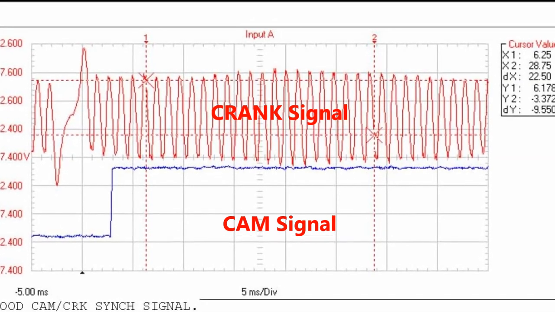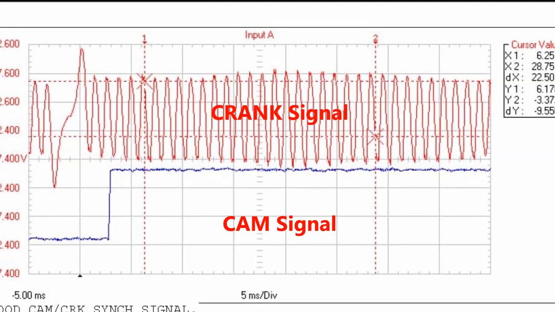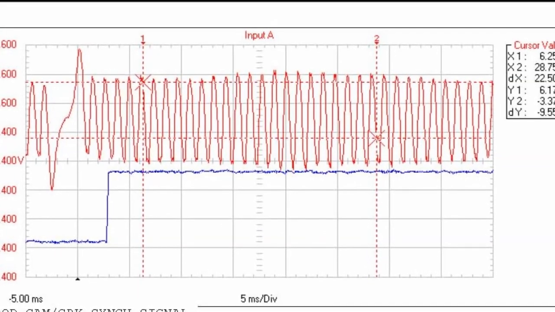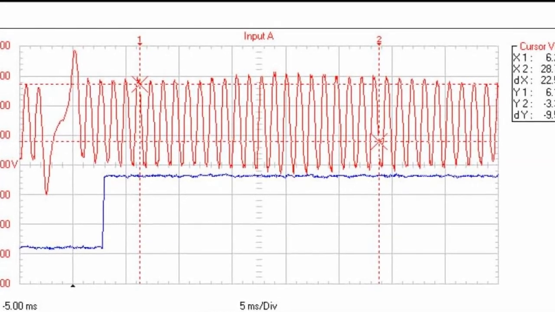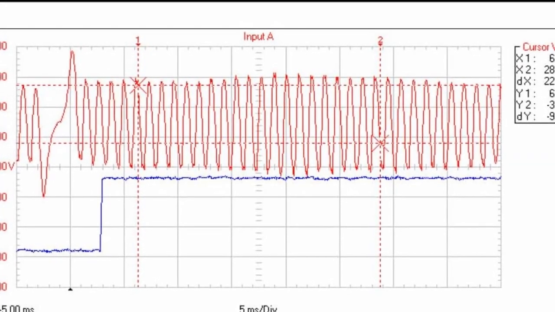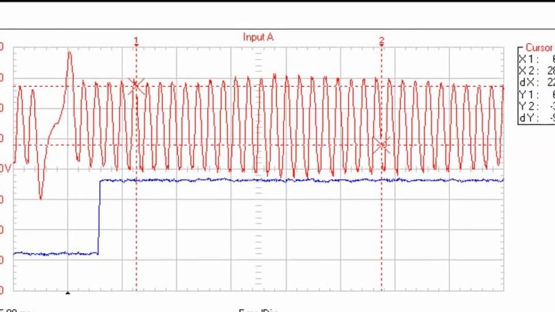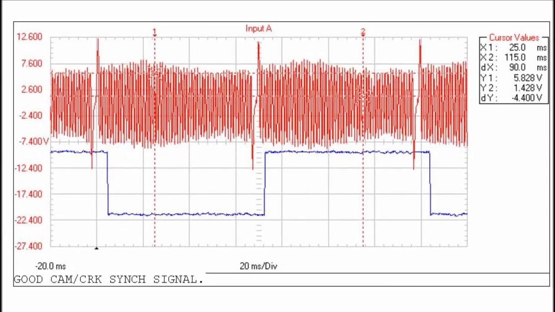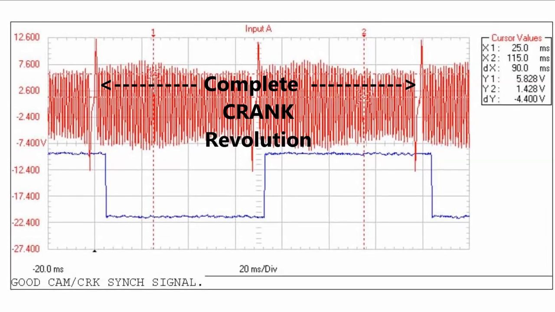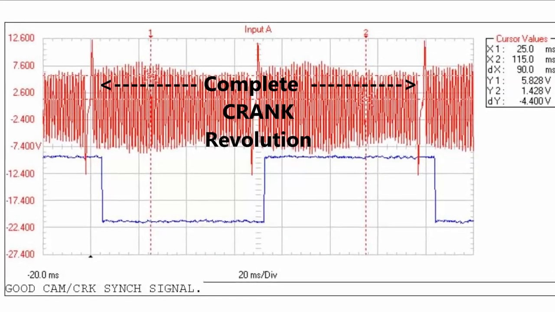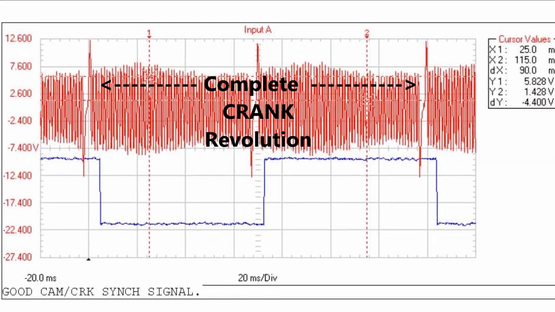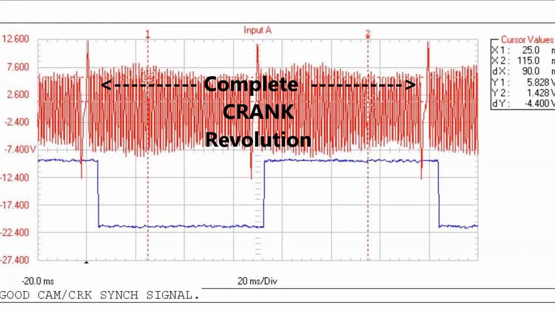We actually recorded a complete waveform on the scope, and we're going to play that for you in a little bit, in the middle of the video. Okay, so again, this is the relationship between cam and crank. The upper one is the crank, the lower one is the cam sensor.